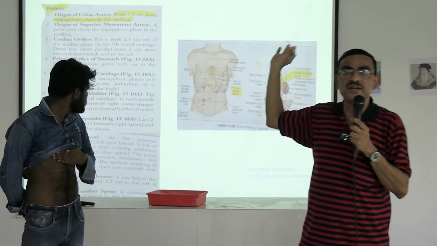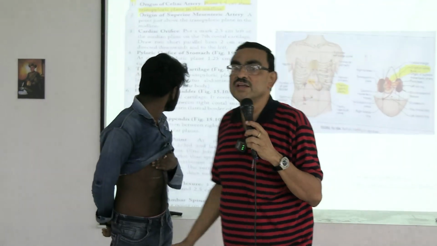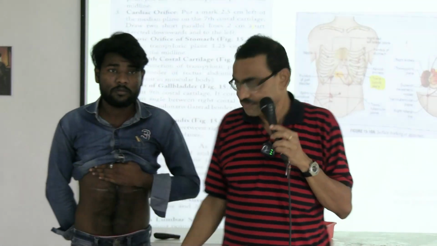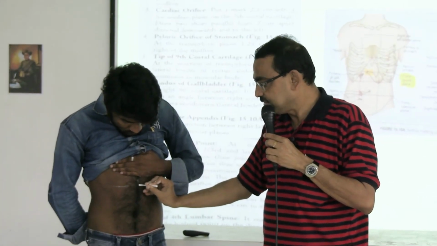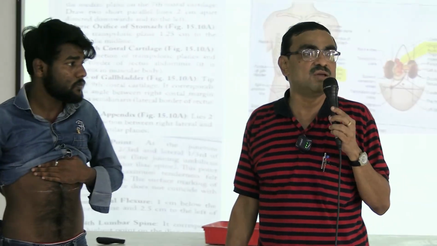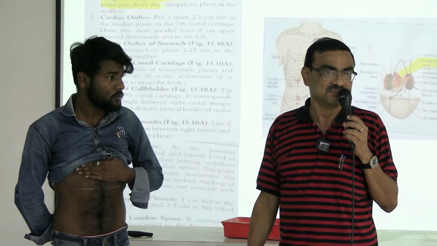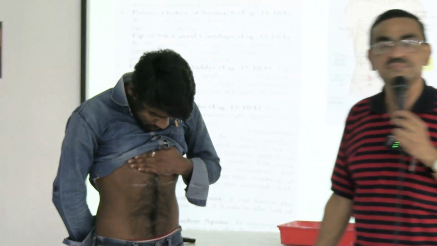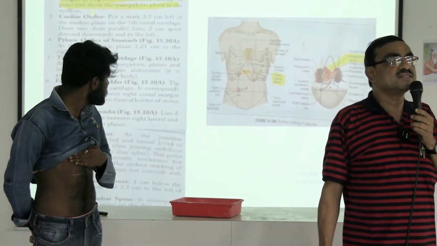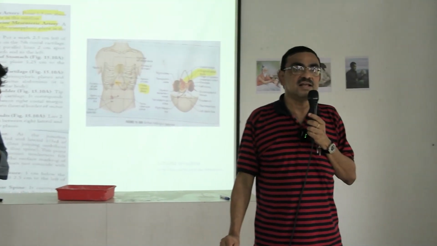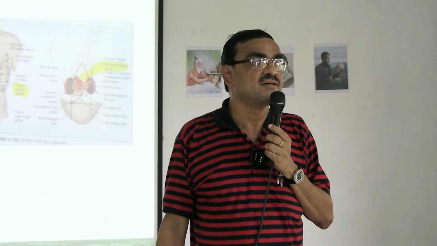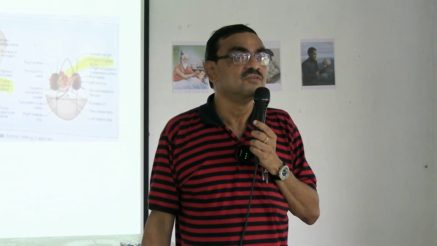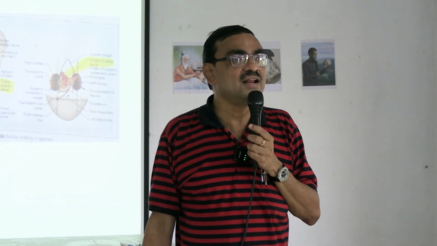Now the next point, most probably, is the origin of the superior mesenteric artery, just below the transpyloric plane. Okay, almost at the midline. So that is the origin of the superior mesenteric artery. The superior mesenteric artery is the artery of the foregut, midgut, hindgut.